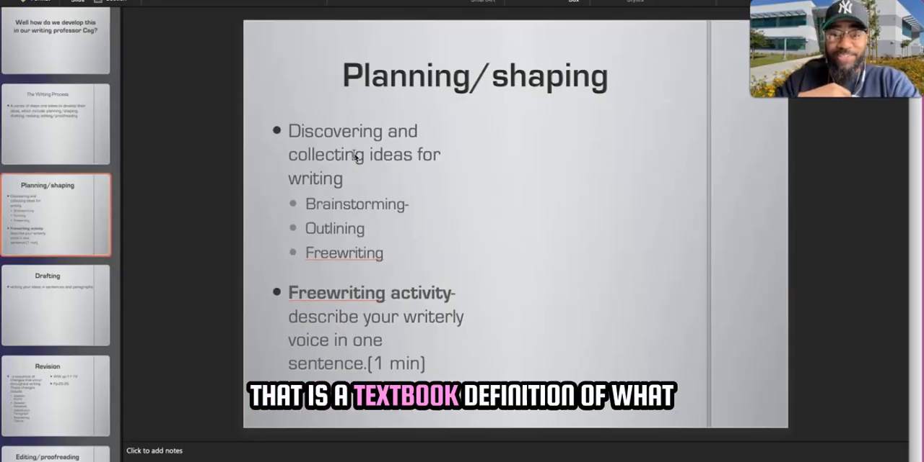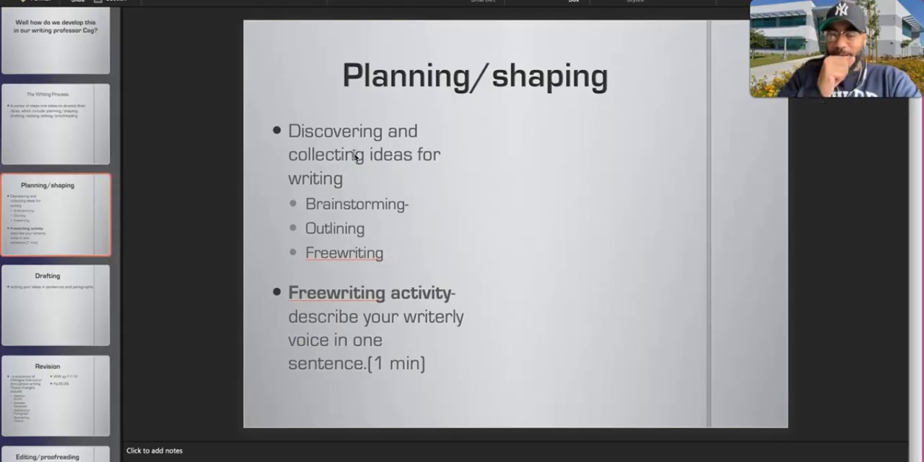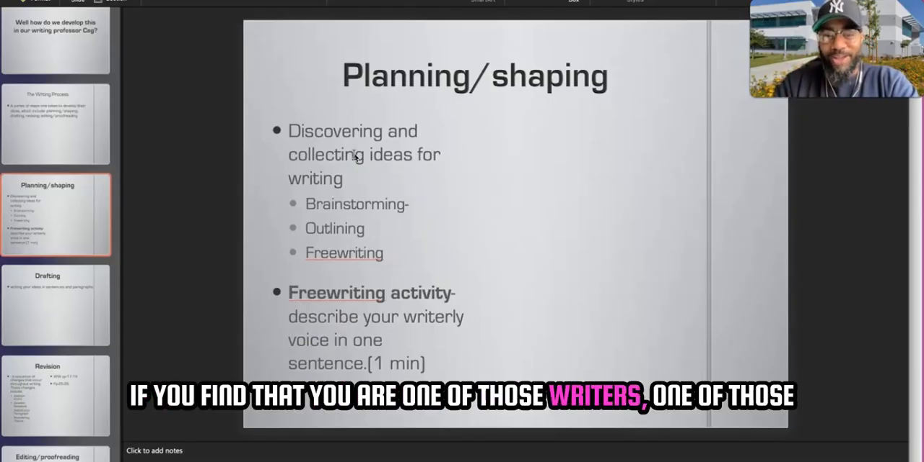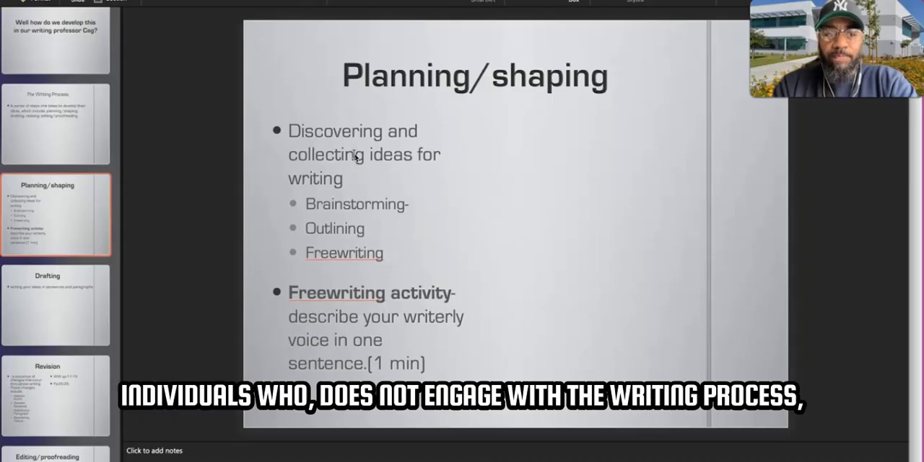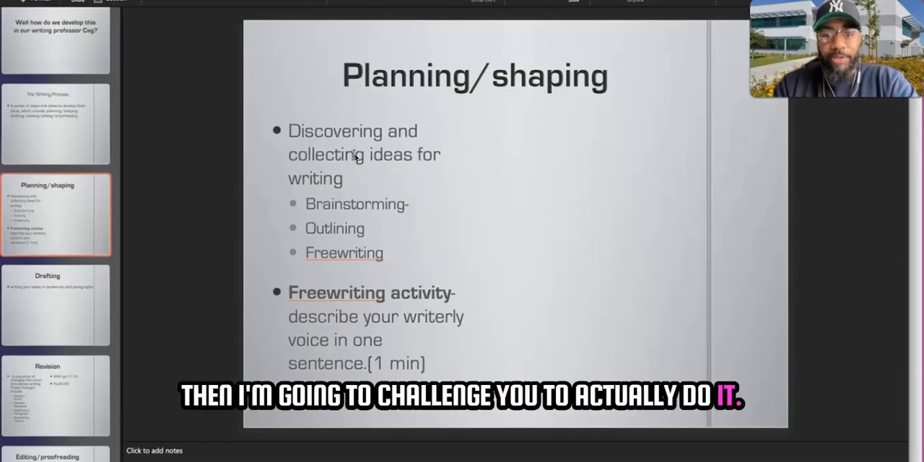That is a textbook definition of what is not engaging the writing process. Okay? Learn from my mistakes. If you find that you are one of those writers, one of those individuals who does not engage with the writing process, then I'm going to challenge you to actually do it.